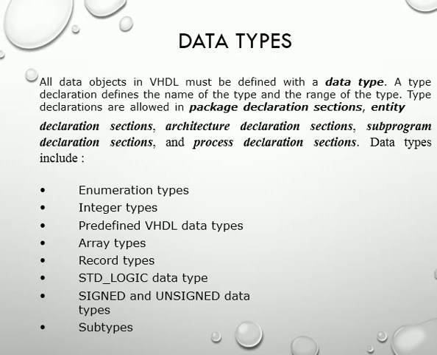These data types include enumeration types, integer types, predefined VHDL data types, array types, record types, std_logic data types, signed and unsigned data types, and subtypes. Okay, so these are the types of data. The data type is what we need to specify whenever we are using certain data objects.